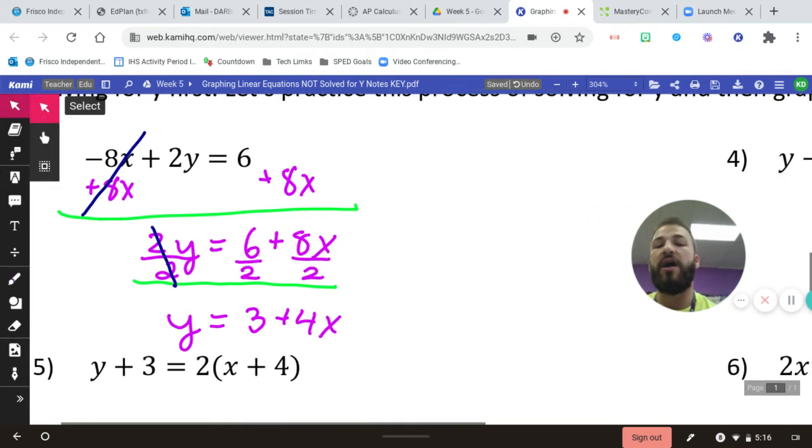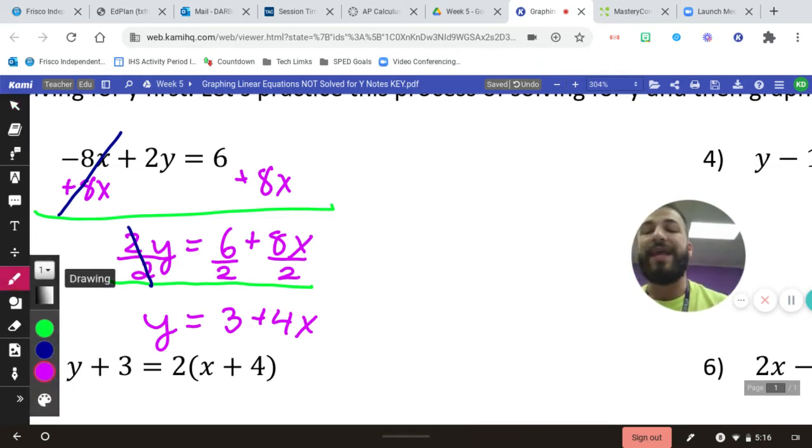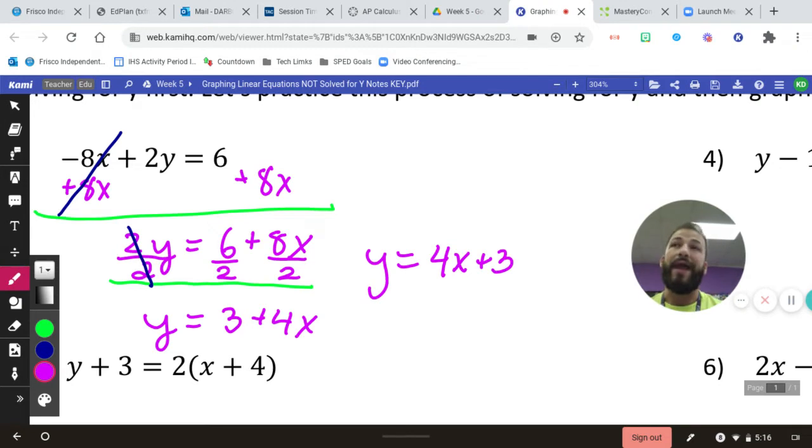Now, just to finish it off, this is slope intercept form, but it might not be the easiest to read. We can take any series of terms like 3 and 4x and just switch them in the equation, still on the same side. So this is the exact same thing as saying y is equal to 4x plus 3. And that now looks like our y equals mx plus b, which is a lot easier to graph.